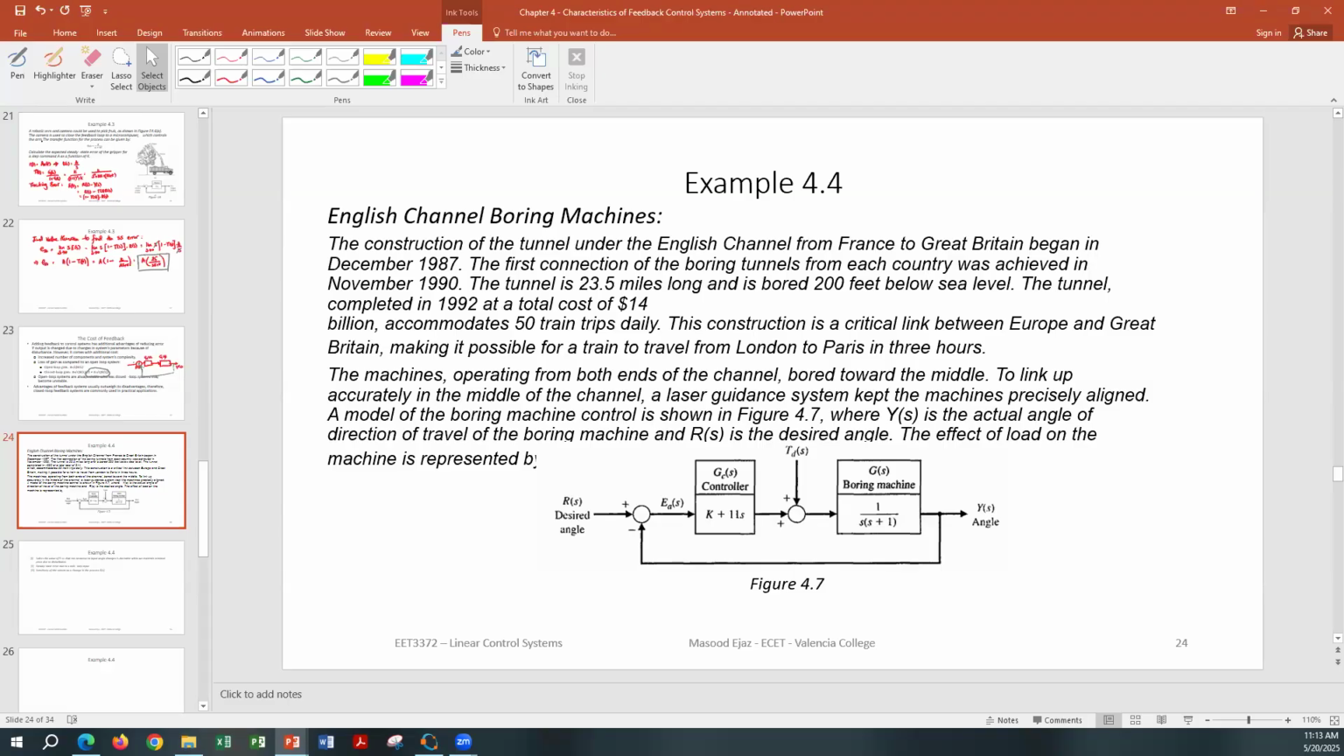The construction of the tunnel under the English Channel from France to Great Britain began in December 1987. First connection of the boring tunnel from each country was achieved in 1990. The tunnel is 23.5 miles long and it's bored 200 feet below sea level. The tunnel was completed in 1992. Total cost was 14 billion, if I remember correctly. It's not $14, of course. It has to be 14 billion.